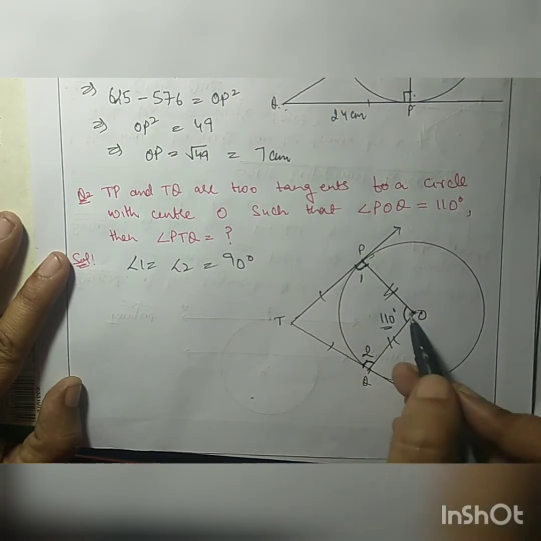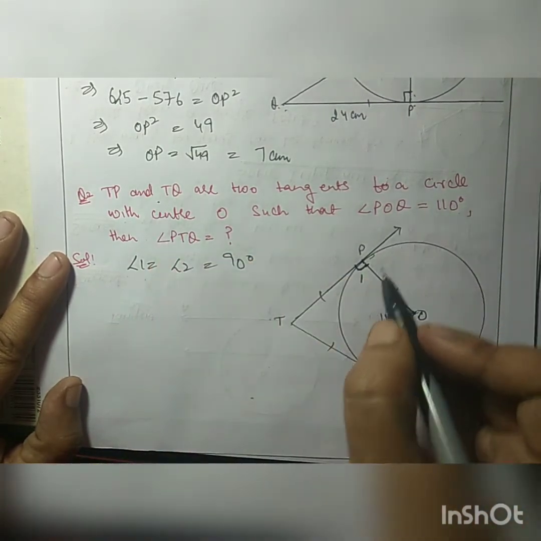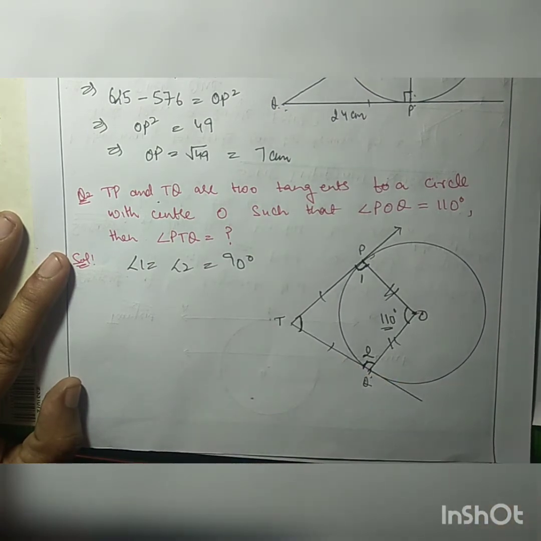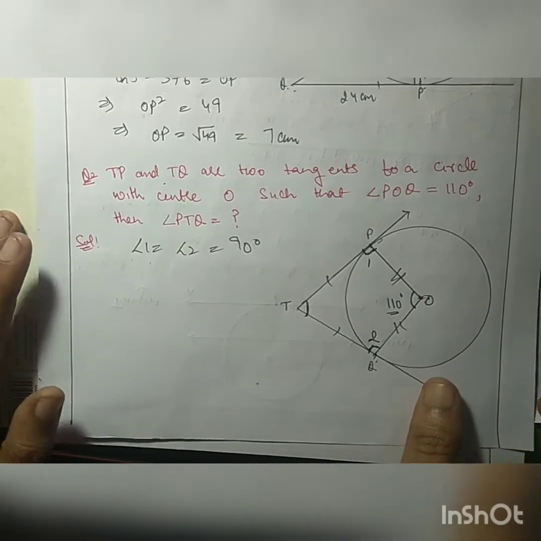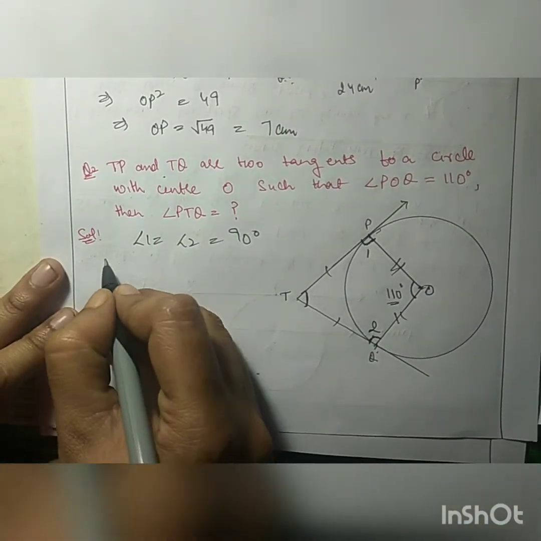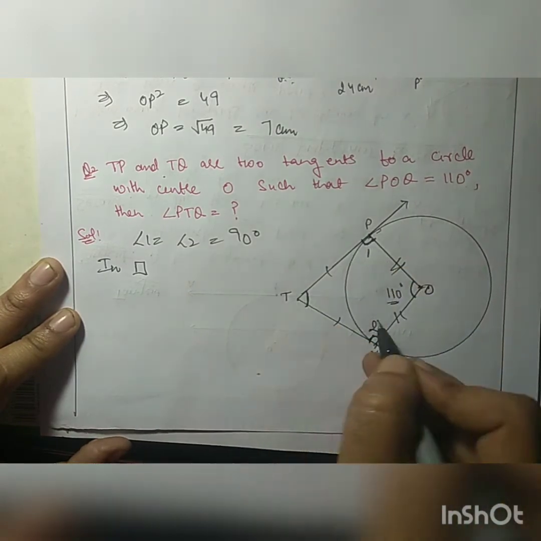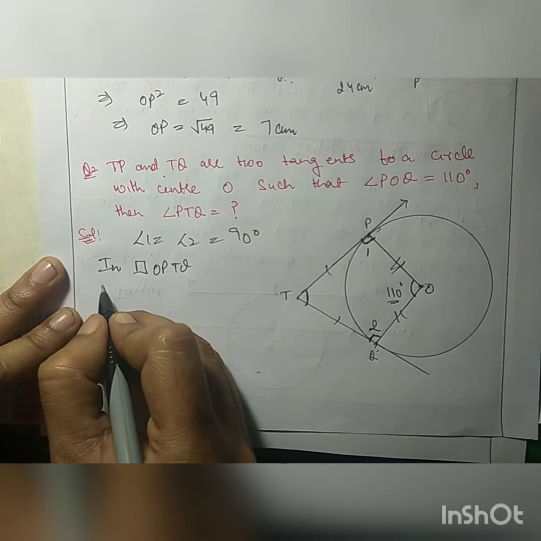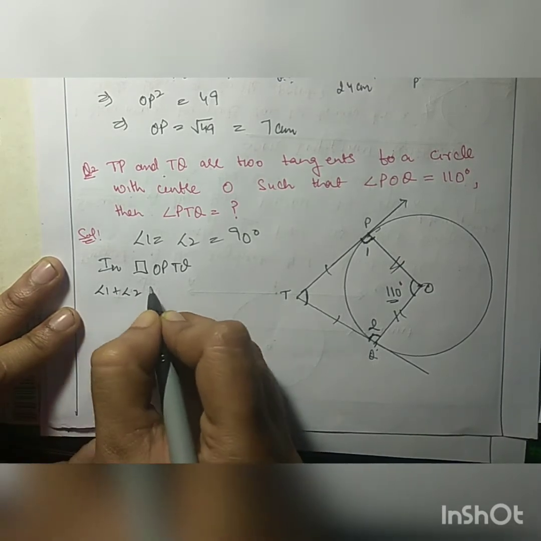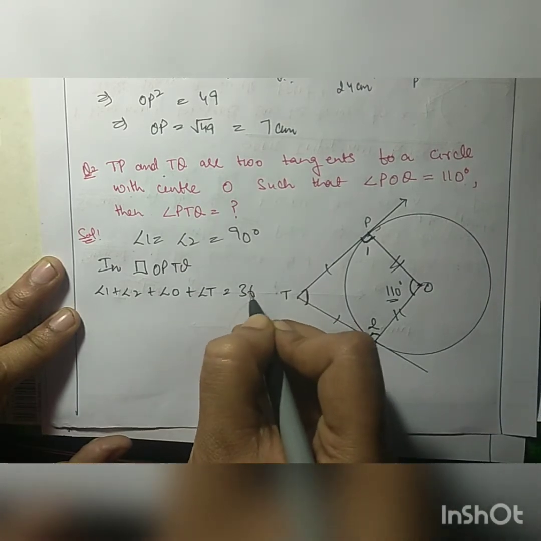Here we are given that angle POQ is 110. TP and TQ are two tangents, and we have to find the value of angle PTQ. So listen how to go for that. Let's do this. In quadrilateral OPTQ, angle 1 plus angle 2 plus angle O plus angle T is equal to 360 degree.